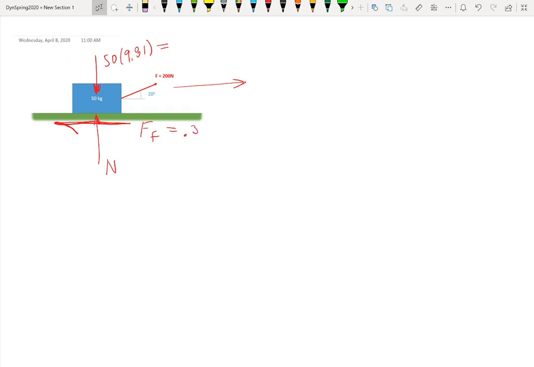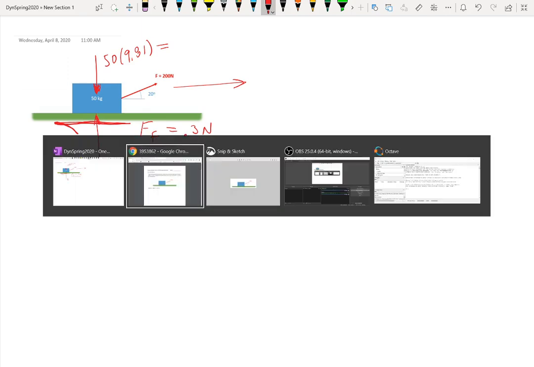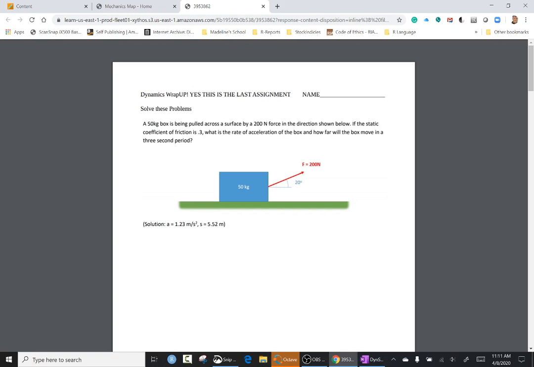If it is moving, although he stated if the static coefficient of friction is 0.3, what is the rate of acceleration of the box? How far did the box move in a 3-second period? He really should state that that's also the dynamic friction.